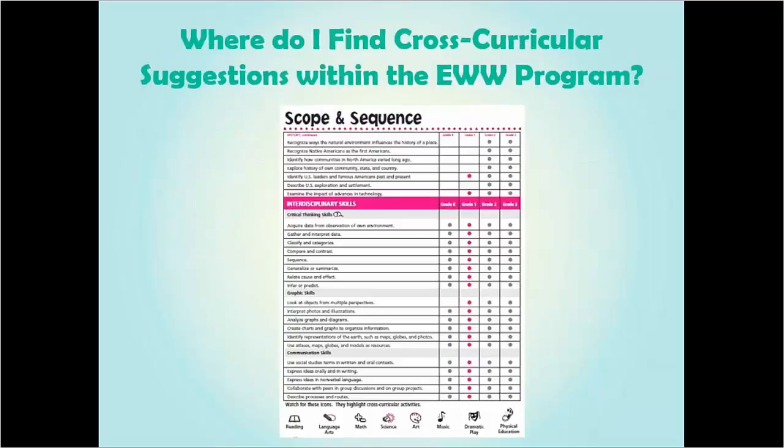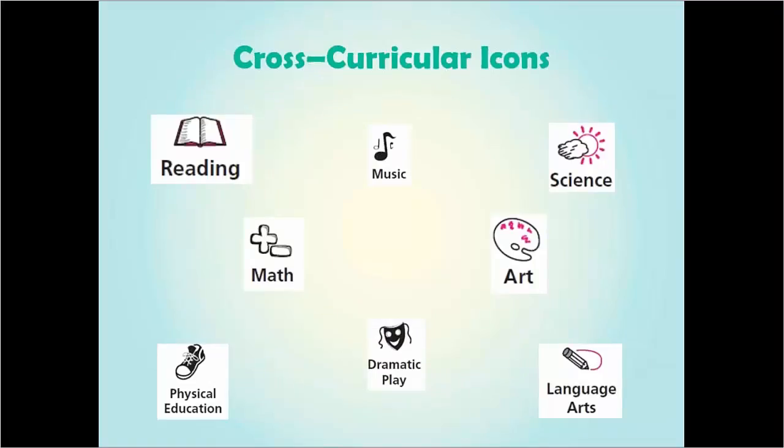Now, where in my teacher's guide do I find those cross-curricular suggestions? Well, when you get your EWW teacher's guide, and this of course is the first grade guide, you're going to go to your scope and sequence page. That is on Roman numeral page 24. Those are in those pages before your units begin. At the bottom, you will see the icons. They highlight the cross-curricular activities. Here they are a little bit bigger so that you can see them.